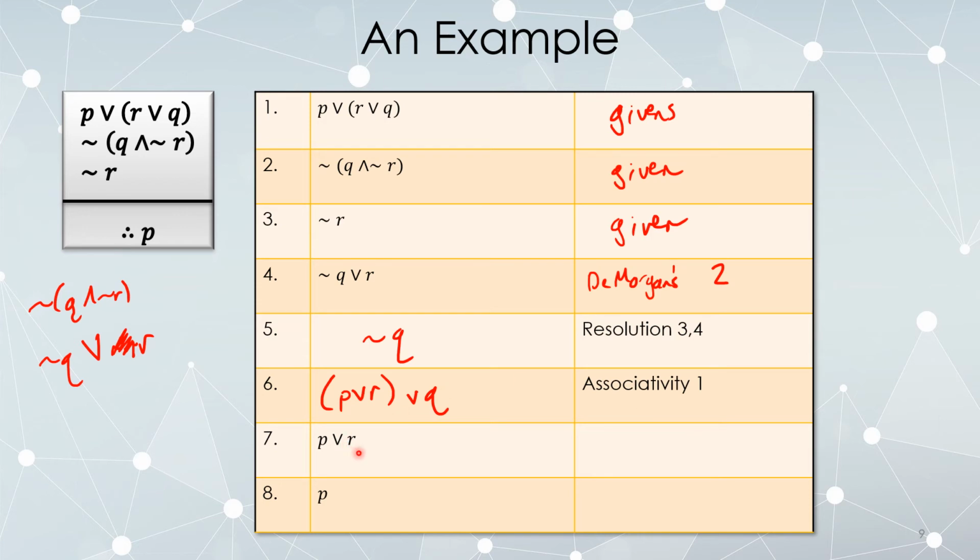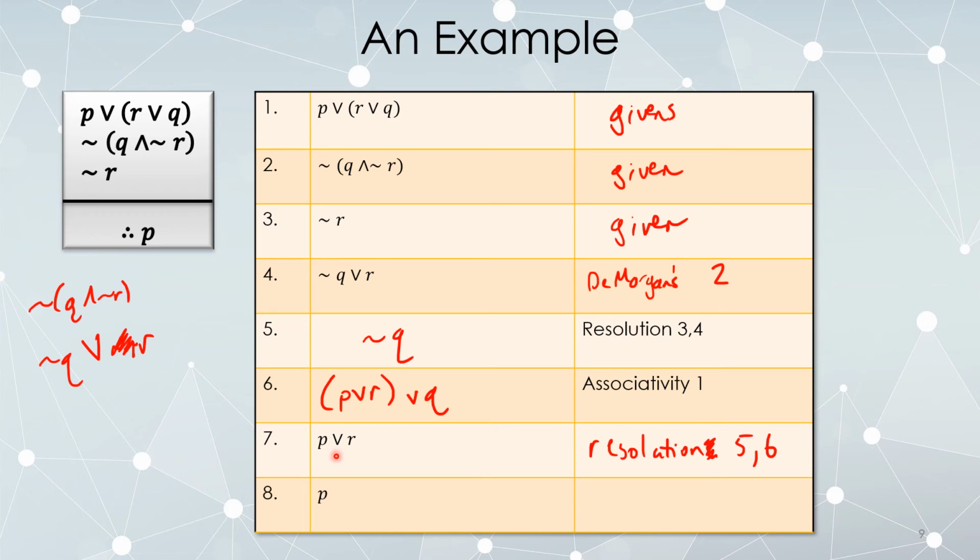Now let's look at line 7. Well, look at lines 5 and 6. Either the thing we want to get, or Q, but we don't have Q. So by applying resolution to lines 5 and 6, we can get out that left argument of P or R. And now how am I going to get line 8? The desired conclusion, P.